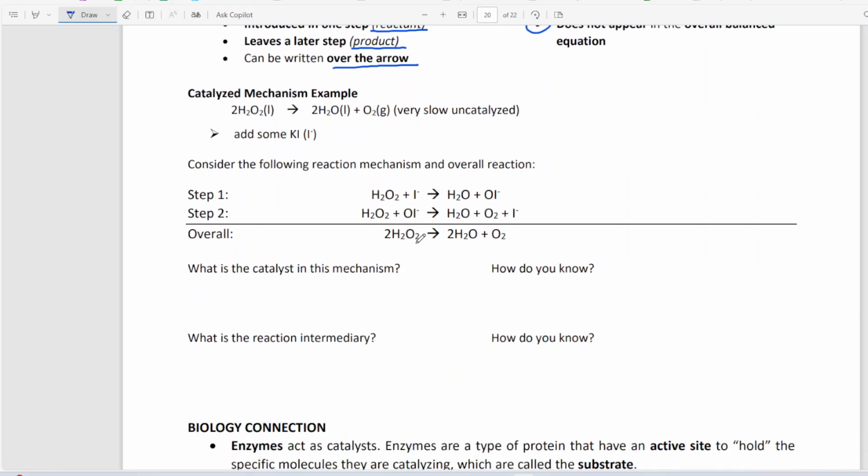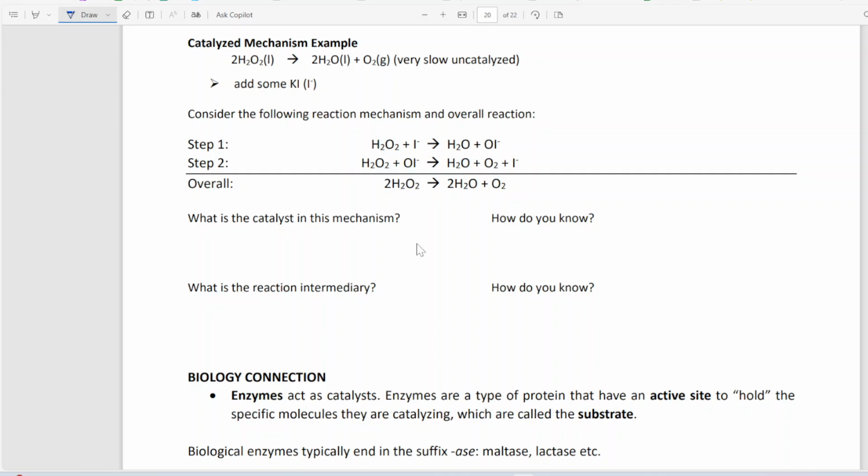So here's a catalyzed mechanism example. We've got H2O2 forming water and oxygen gas. This is a very slow, uncatalyzed reaction. Consider the following reaction mechanism and overall reaction after we add some potassium iodide, which would be an aqueous solution, really providing potassium ions and iodide ions.